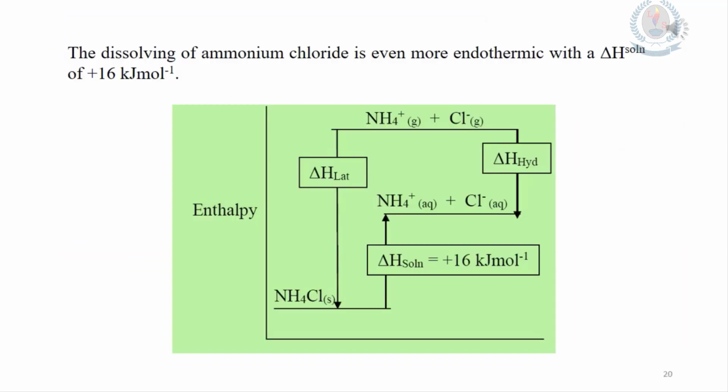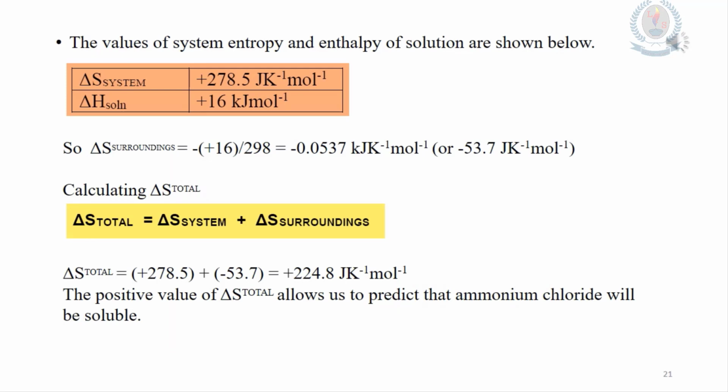Here I am giving the enthalpy diagram for the reaction, the dissolving of ammonium chloride. You can see delta H lattice, delta H hydration, and they are giving the delta H solution value. Using these values, we can find out whether the dissolving of ammonium chloride is feasible or not.